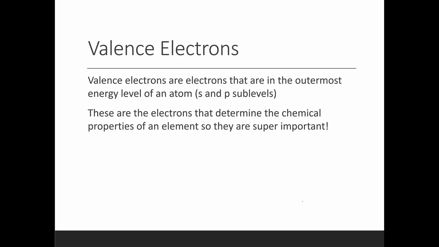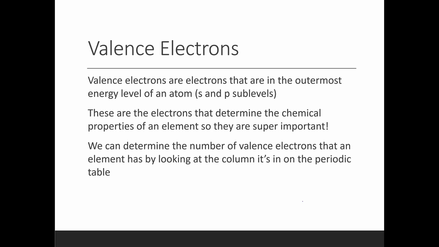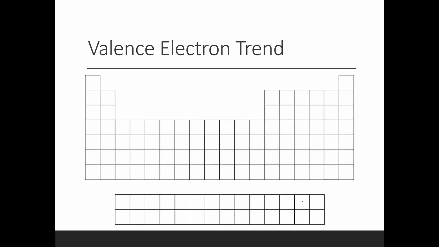And those are the electrons that determine the chemical properties of an element, because those are the valence electrons that actually participate in chemical reactions. And we can determine that number of valence electrons simply by looking at the column that it's in on the periodic table. I've got a periodic table for you here.